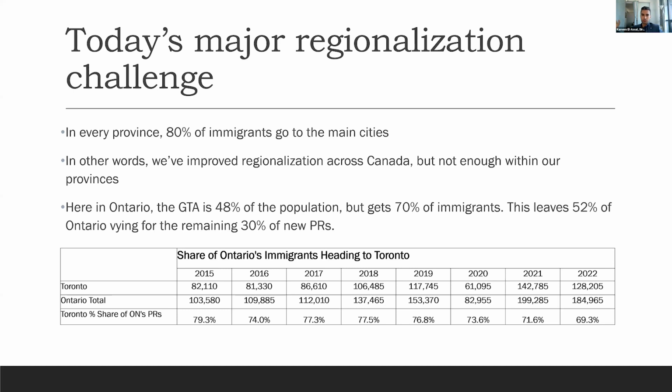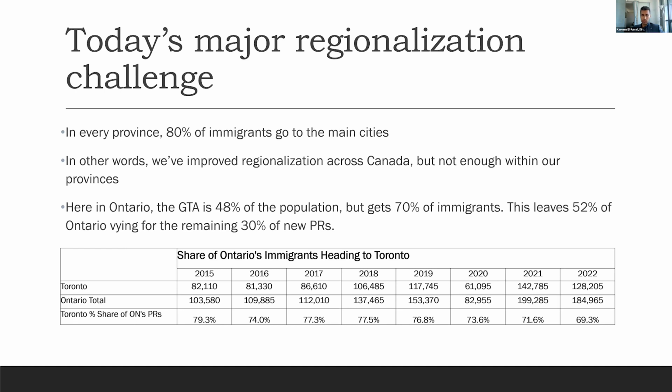Again, there's no exception to this across the country. We've seen this decline somewhat in recent times here in Ontario. However, it remains to be seen as to whether this decline is due to policy or whether this decline has been due to the pandemic.